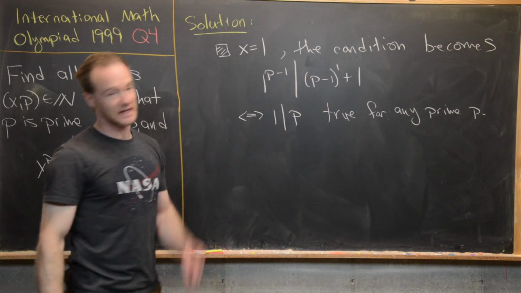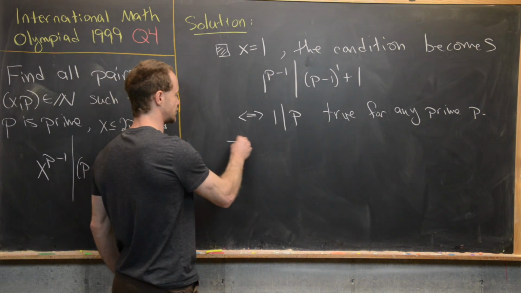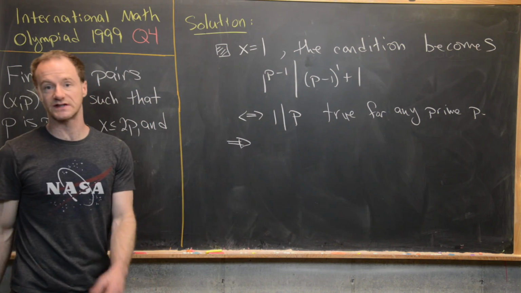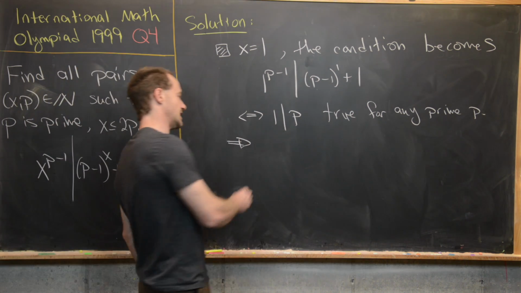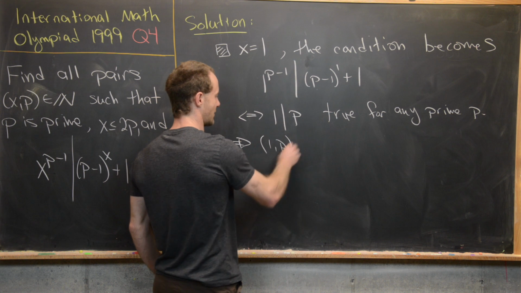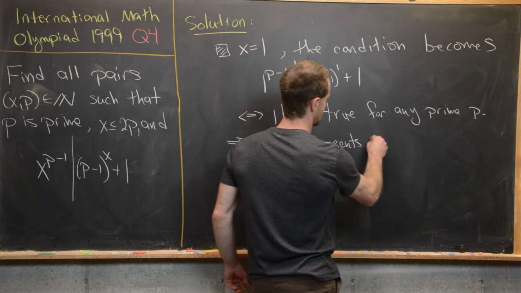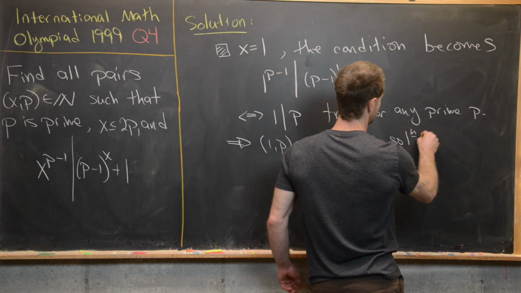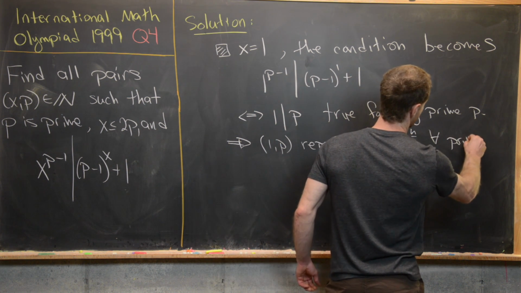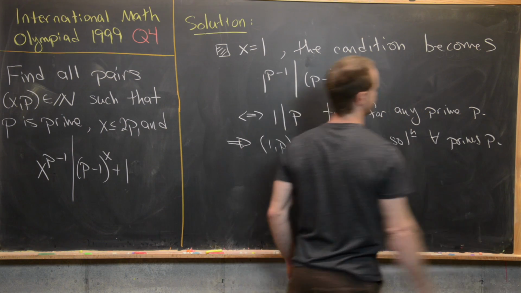And so that actually gives us an infinite family of solutions given by 1 comma p. So we'll write that down: 1 comma p represents a solution for all primes p.